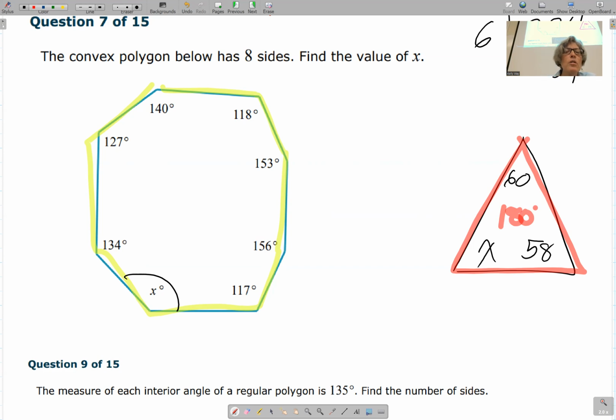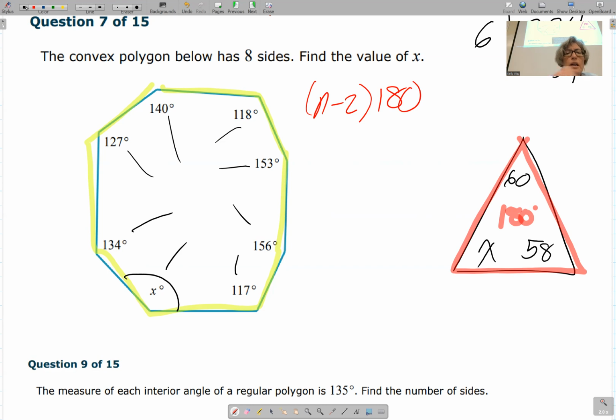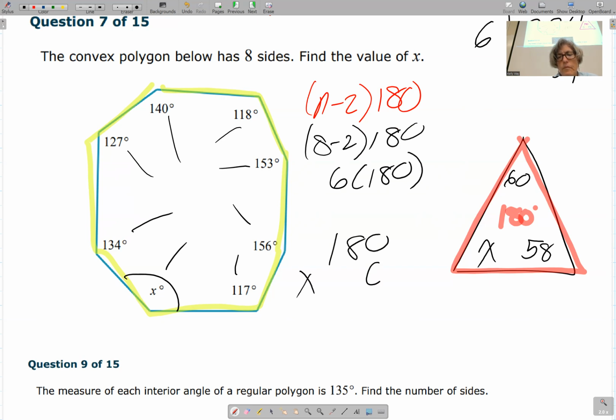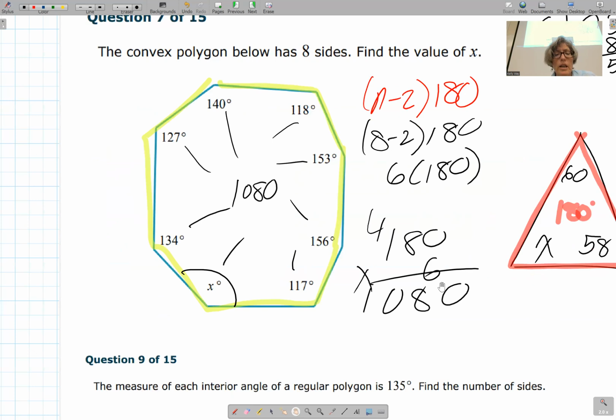So the question here is, what is the sum of interior angles? And the sum of interior angles is sides minus 2 times 180. Your number of sides here is 8. So I have 1,080 here. So I know that's what the sum is, just like triangles add up to 180.